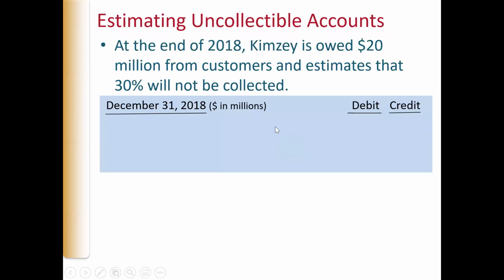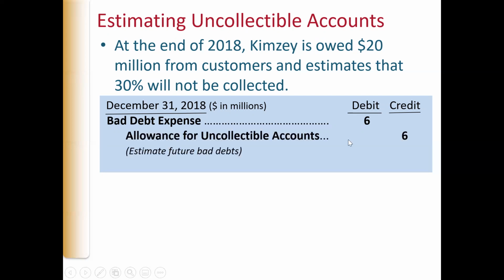So how about this, guys? At the end of 2018, Kimsey is owed $20 million from customers, and it estimates that 30% of those won't be collected. So 30% of 20 million is $8 million. At the end of the year, we need to debit a bad debt expense, and we credit this new contra account, called Allowance for Uncollectible Accounts.